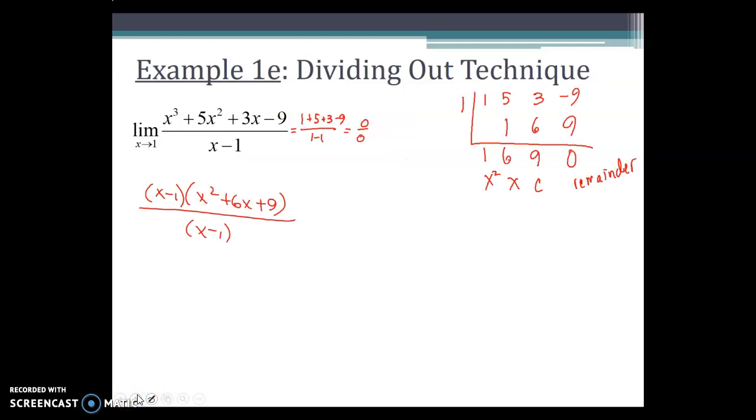Hopefully you get something like this, where the x minus 1 on the top and the x minus 1 on the bottom cancel out to allow you to evaluate the limit as x approaches 1 of x squared plus 6x plus 9 and get the limit 1 plus 6 plus 9 equals 16.